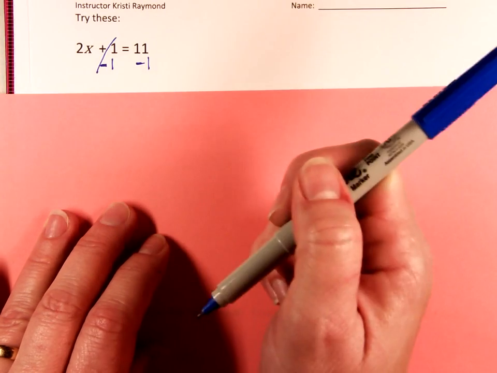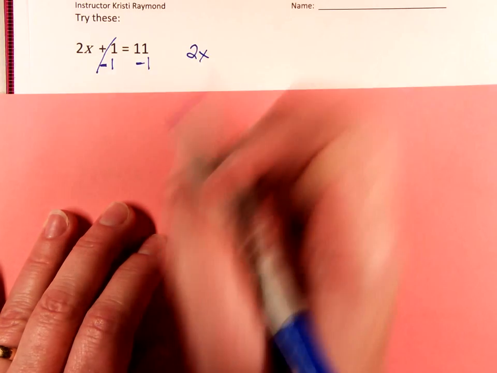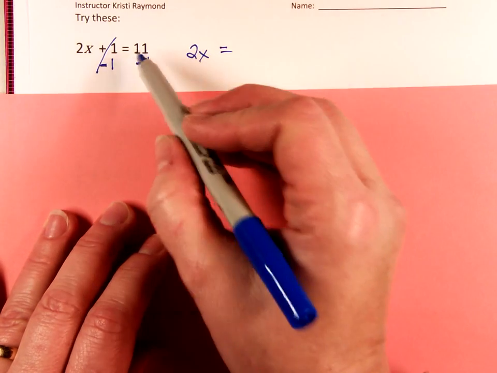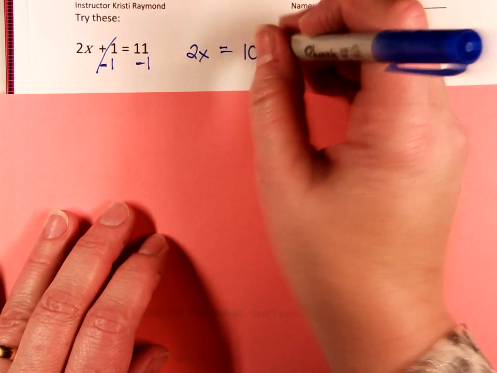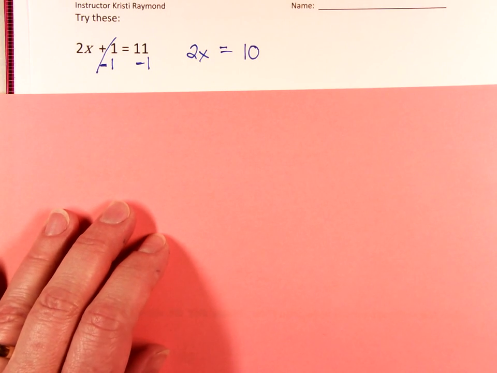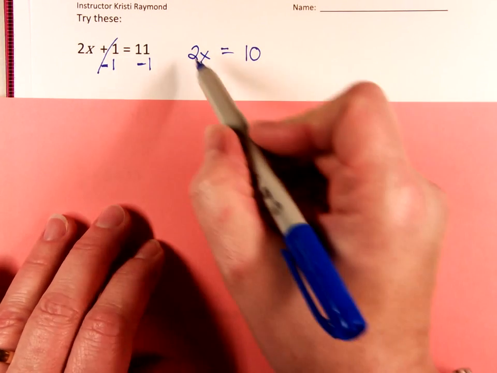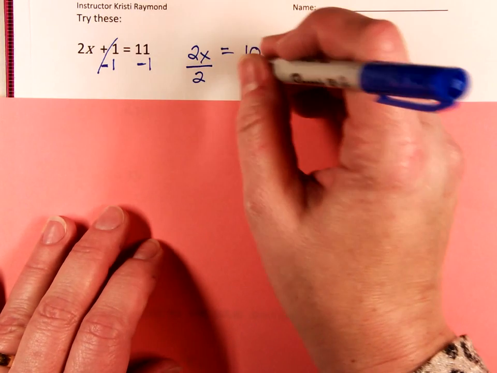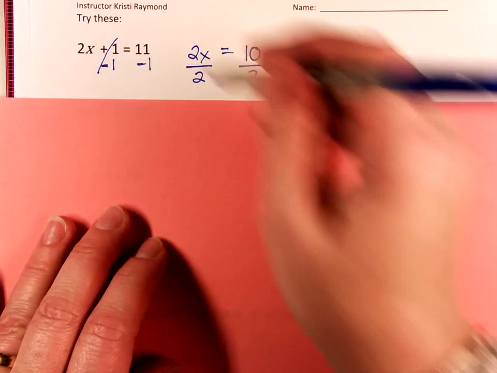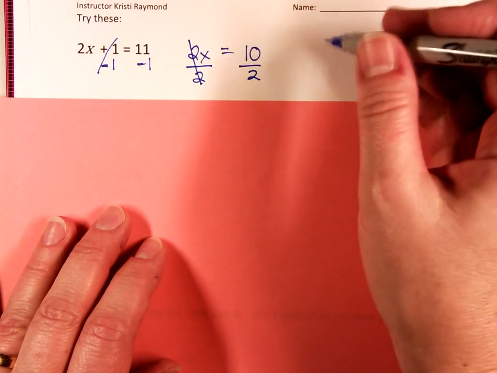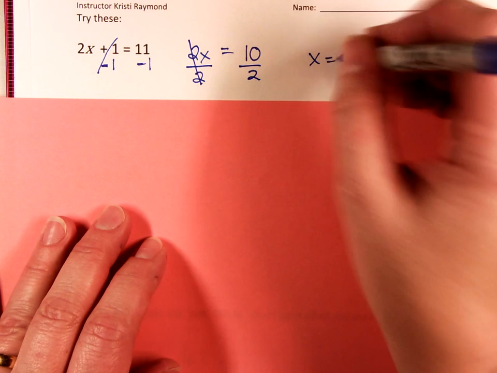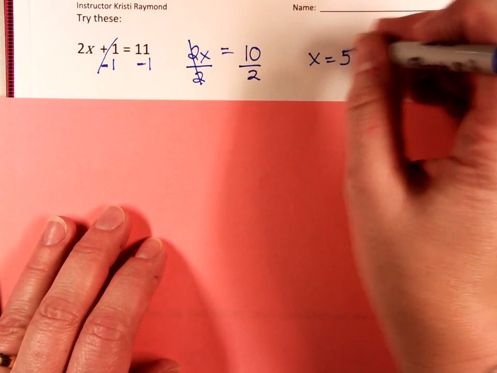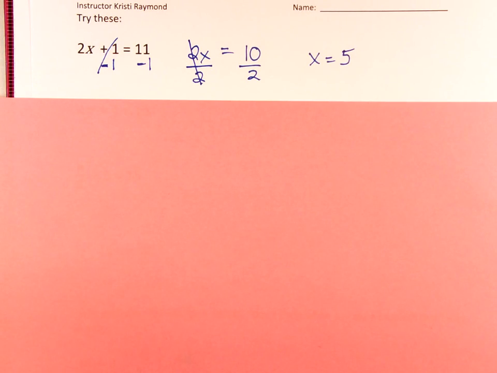These will cancel out. But this time I have 2x left, right? Not just an x anymore. 2x equals 11 minus 1, 10. That was one step. Now we're on to our second step. This is multiplication. Let's do the opposite and divide both sides by 2. This is like unraveling a giant sweater, right? Just keep unraveling. 10 divided by 2 is 5. The more complicated your problem is, the more steps you have to unravel.